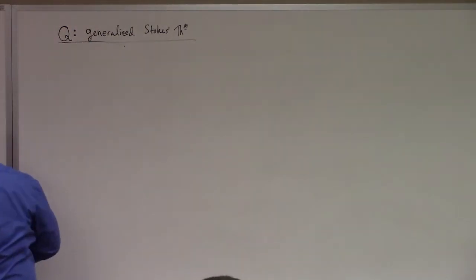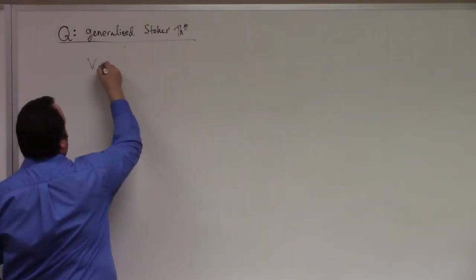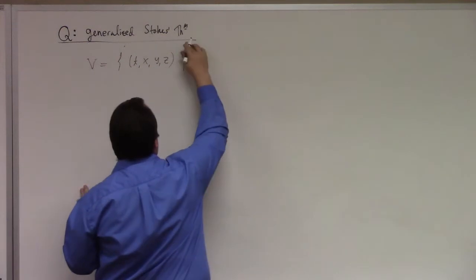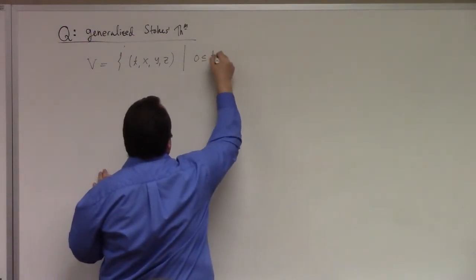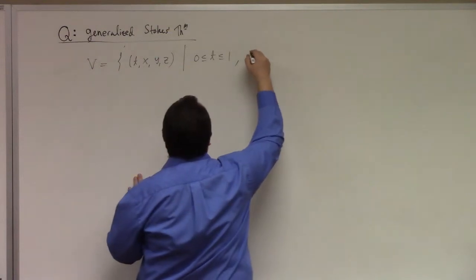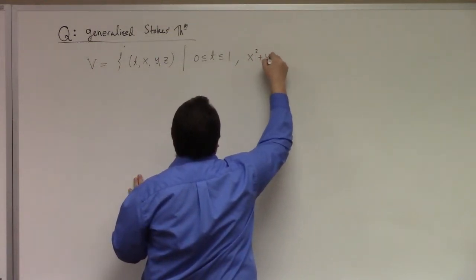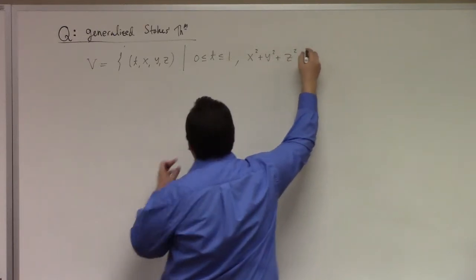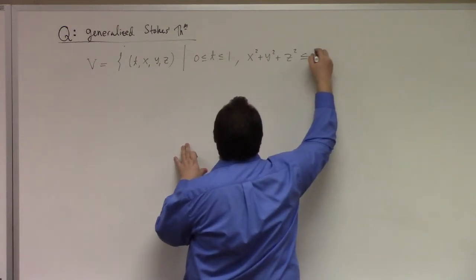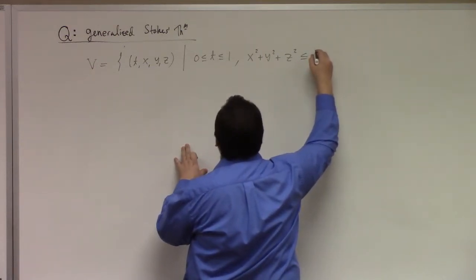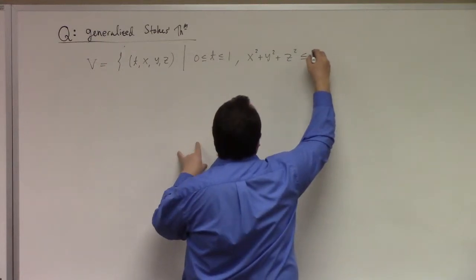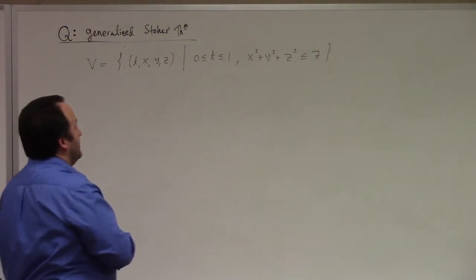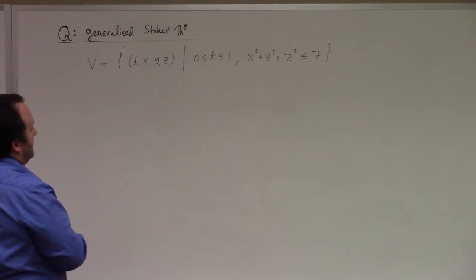How about a volume? T, X, Y, Z, right? Such that 0 less than or equal to T less than or equal to 1, and X squared plus Y squared plus Z squared less than or equal to 7. Sure, why not? I believe this is a volume.